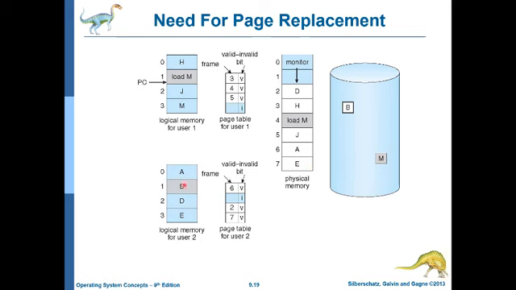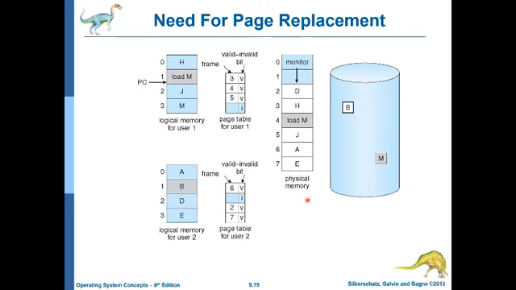Similarly for B, user 2, we can see that page 0, page 2 and page 3 are valid, but the page which contains B is invalid. If we are going to load it, where are we going to put it? So we will need a replacement of a page.